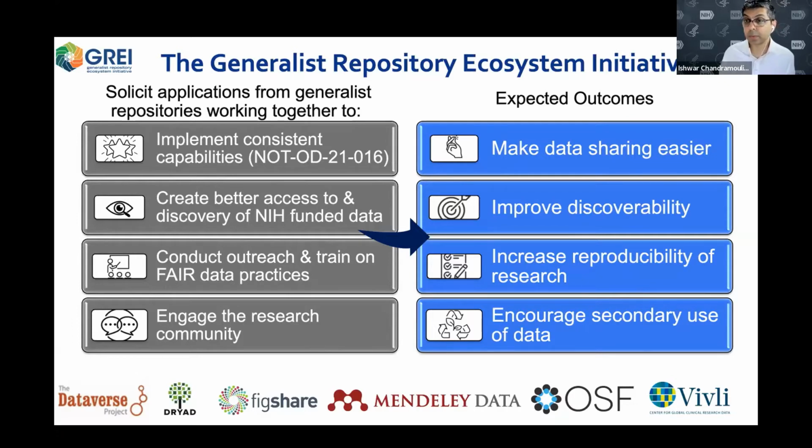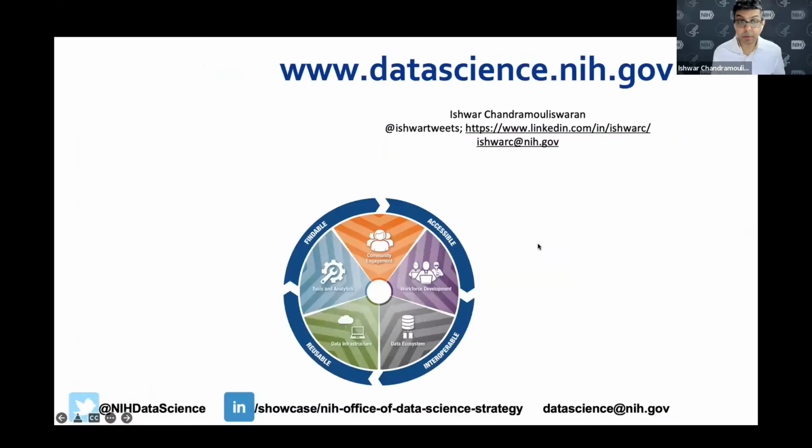But we hope that the expected outcomes here would be making data sharing easier for researchers, improving discoverability, specifically of NIH-funded data, of course, increasing the reproducibility of research, and encouraging secondary use of data. And so as part of this initiative, we have 6 generalist repositories funded: Dataverse, Dryad, Figshare, Mendeley Data, Open Science Framework, and of course, Vivli. You can find more about the program and other related initiatives at datascience.nih.gov, and I can be reached at my particulars over here.